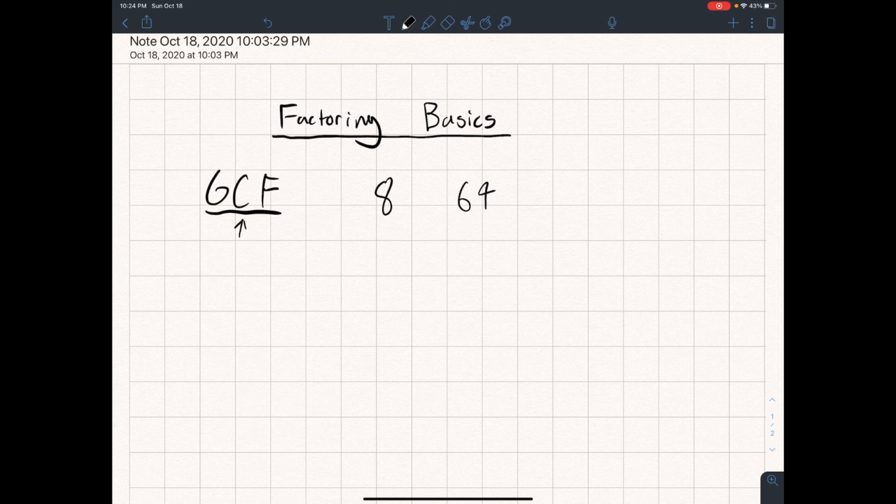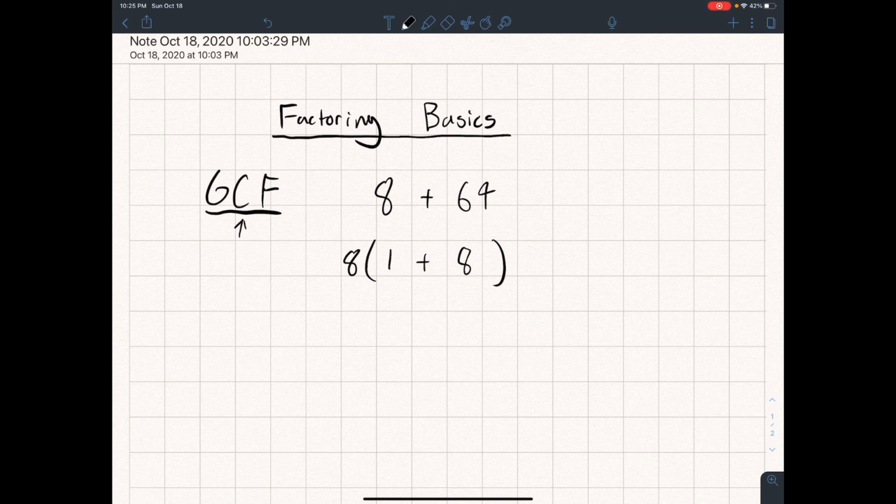So if I factored, let's say this is 8 plus 64, if I factored out an 8 from both of these numbers, then what would I be left with on the inside? Think of this as reverse distribution. 8 times what would give us 8? Well, 8 times 1 gives us 8. And 8 times 8 gives us 64. So by factoring out 8, we're left with 8 times the quantity of 1 plus 8.